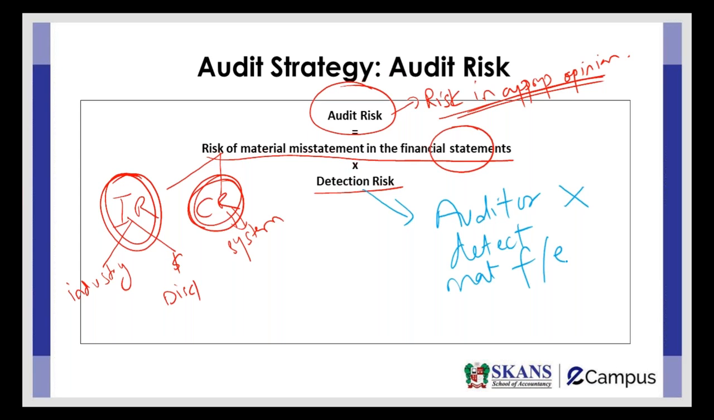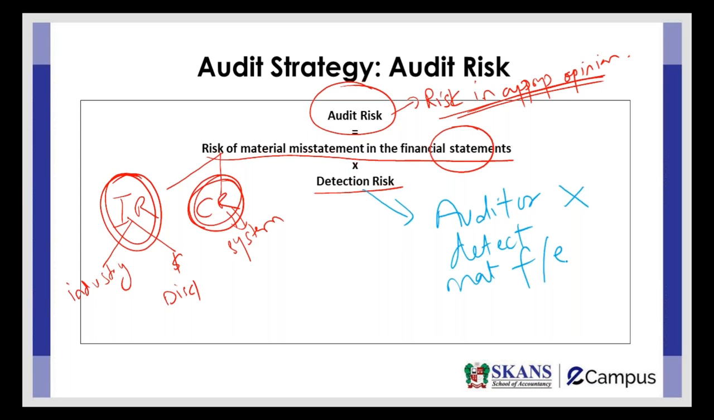I could give the wrong opinion because of high inherent or control risk. This is not my headache. It's because either the systems of the client were weak or because those areas are inherently problematic. I could also be giving a wrong opinion because maybe I might not be able to find the fraud or error. So detection risk is entirely the auditor's headache.